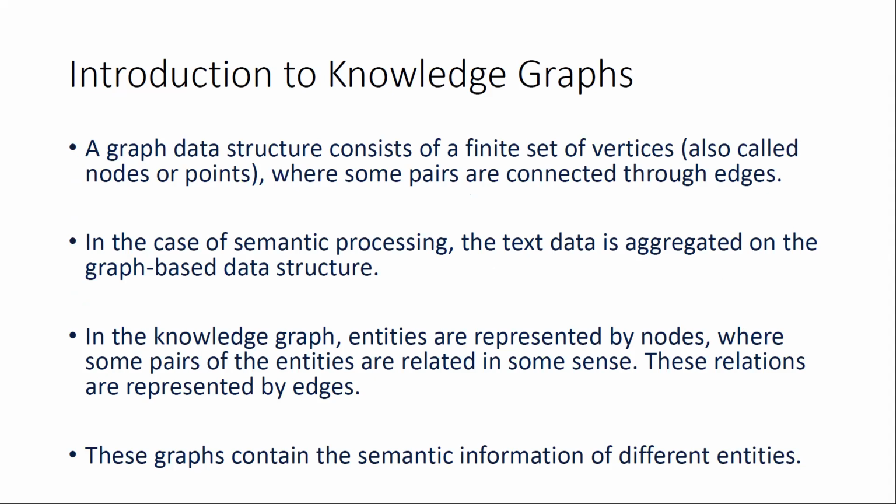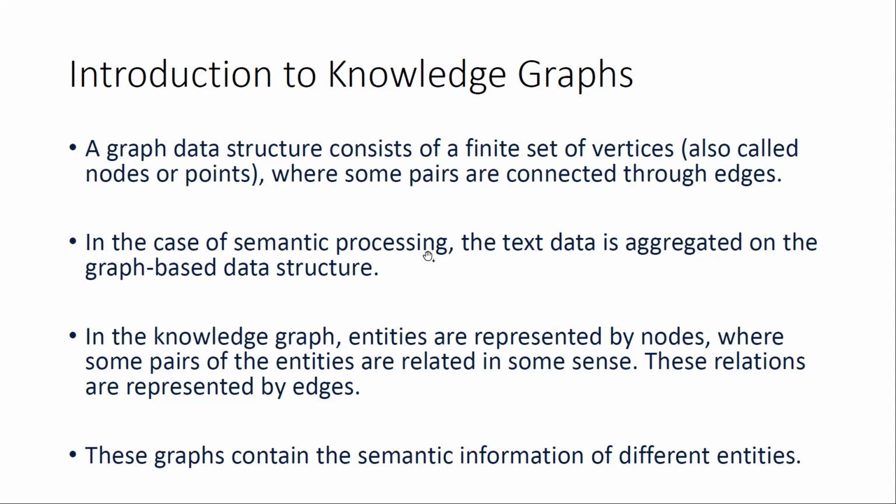So a graph data structure consists of a finite set of vertices, right? We all know that. This is a very basic data structure definition. And this vertex is also called a node or a point. But they are connected through edges. And that edge will actually give you the meaning of how the relationship is.